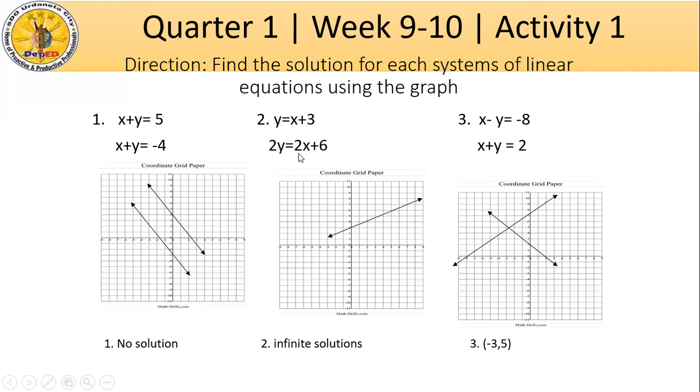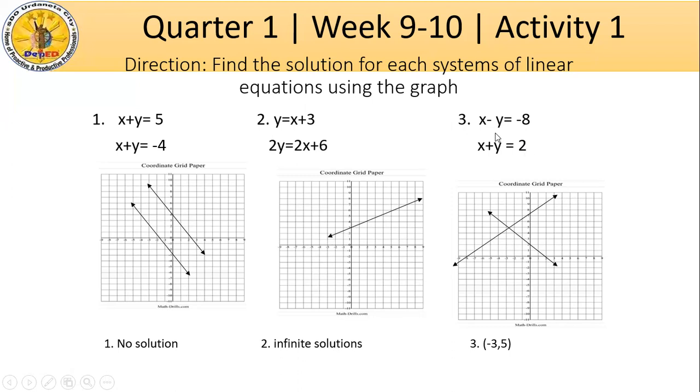Then 2y equals 2x plus 6 will also have the same equation as the first. So our lines are coinciding. Therefore, it has infinite solutions. All the points that pass through this line are the solutions. Okay? And for number 3, for example, x minus y equals -8.